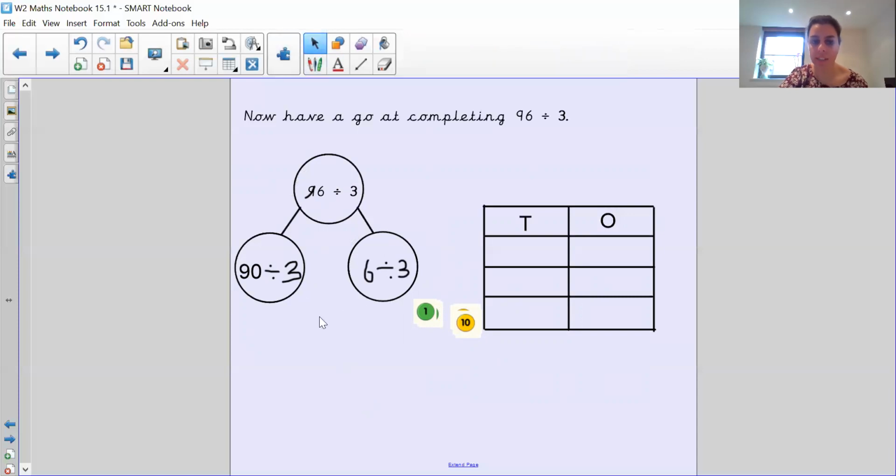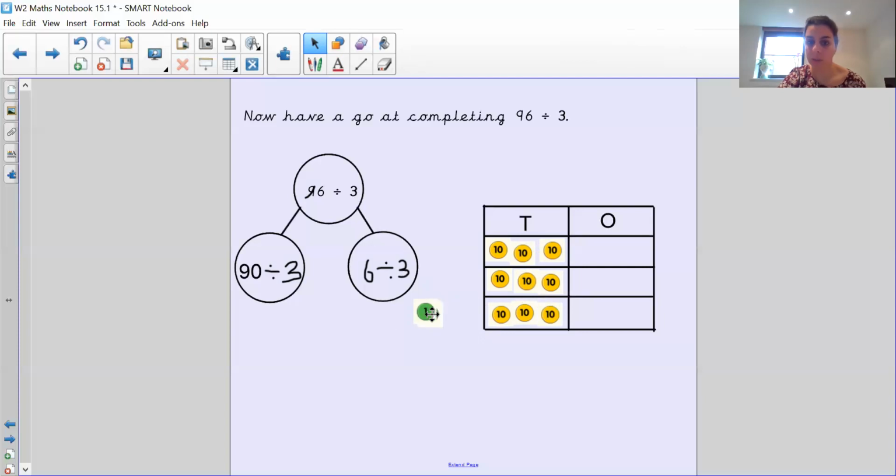So we're going to do our 90 first. So I should have 9 tens. And again, I've got 3 rows because it's divided by 3. If I had 4 divided by 4, I'd have 4 rows. So we're going to split our 90. So I'm going to have 10, 10, 10. So that's 3 tens. 4, 5, 6, 7, 8, 9.